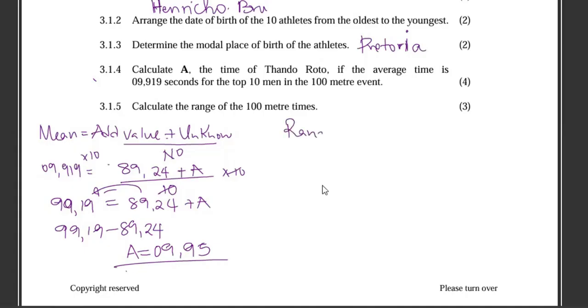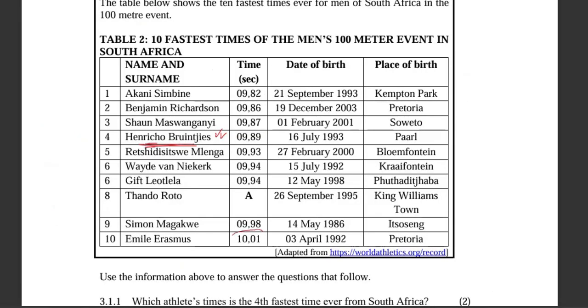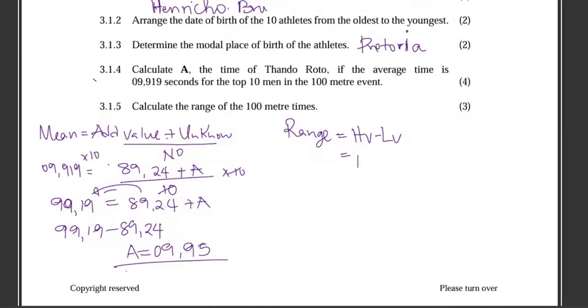Range will equal the highest value minus the lowest value. And the highest value here in our table is this much. The lowest was this much. Okay? So it's going to be 10,01 minus 09,82. Okay, and the answer became 0,19.